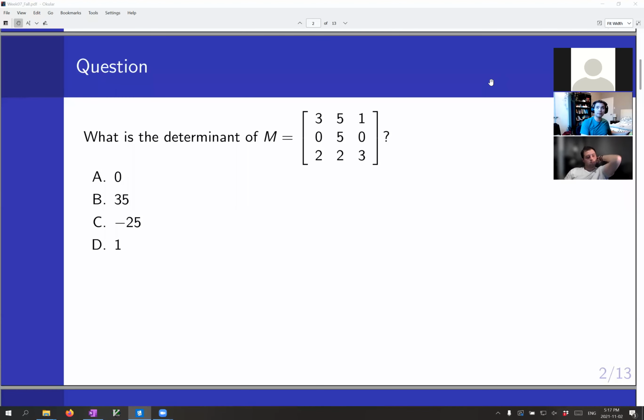All right, so a bit of a computational question today as we try and figure out what the determinant of this matrix is. And determinants are not fun to calculate. This is definitely the sort of thing that we're very happy to have Octave for. Yeah, exactly.